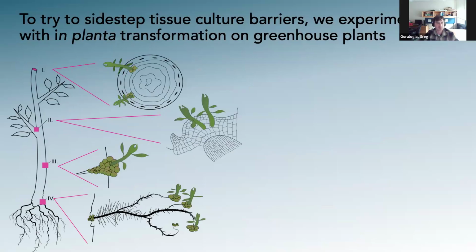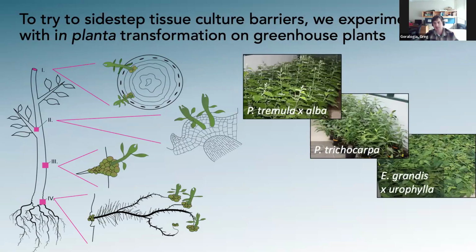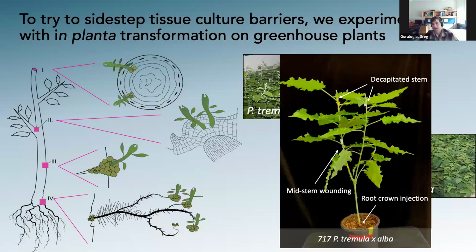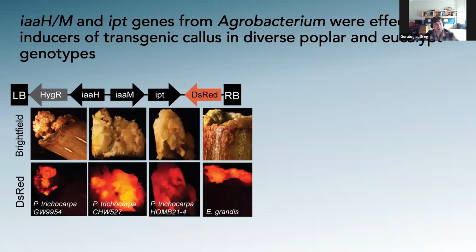So this was a bit of a boondoggle, but at the start of this project, we tried to use in planta greenhouse methods, figuring that we might have kind of natural regeneration processes at different inoculation sites, in a couple of different species that we tried. And really, this was helpful in us figuring out what morphogens might be doing when we injected different areas. And one of the star performers was these hormone-producing genes from Agrobacterium.